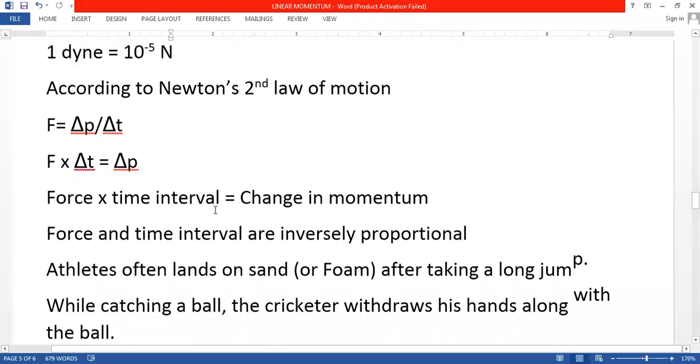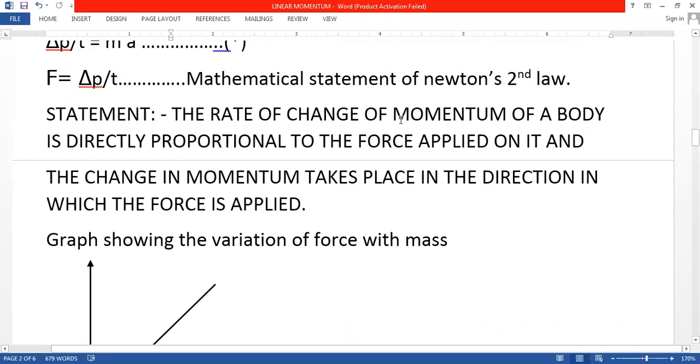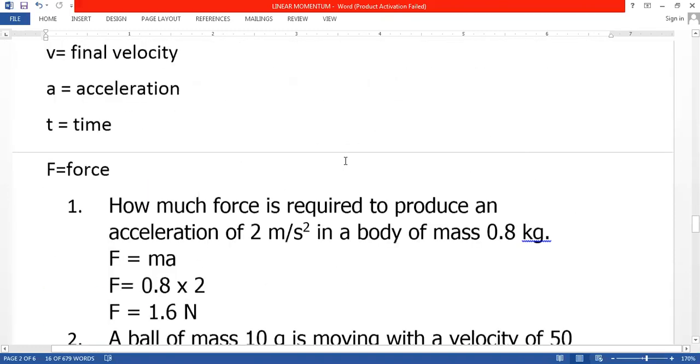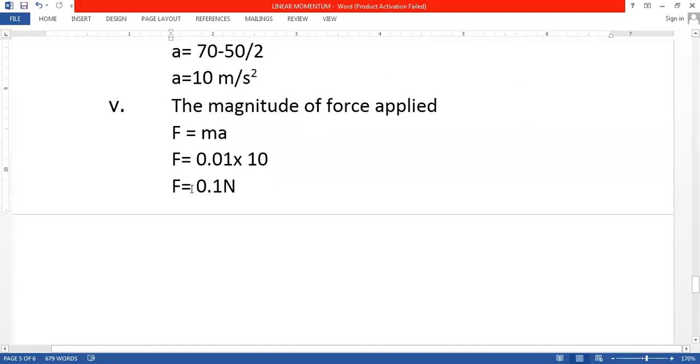What is the statement of Newton's law? The rate of change of momentum is directly proportional to the force applied. It means that as much as the rate of change of momentum is, that much force is required. Here, in this numerical, the rate of change of momentum is 0.1 and the force required is also 0.1. Clear? So this is nothing but the statement of Newton's law.